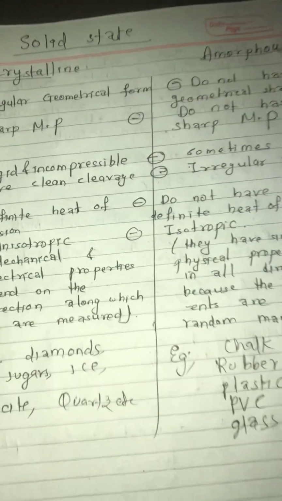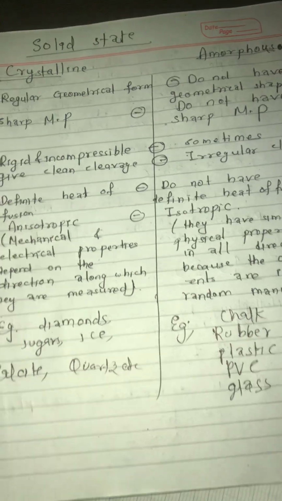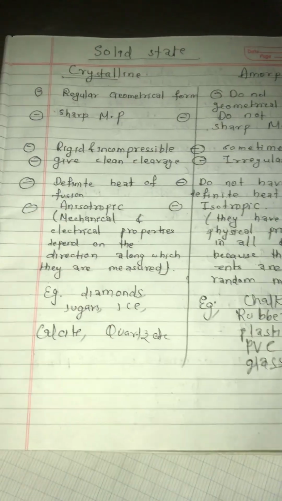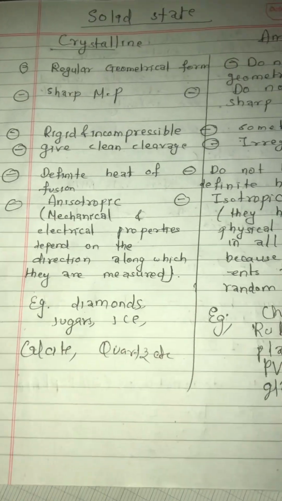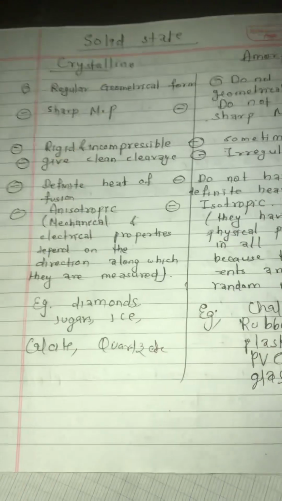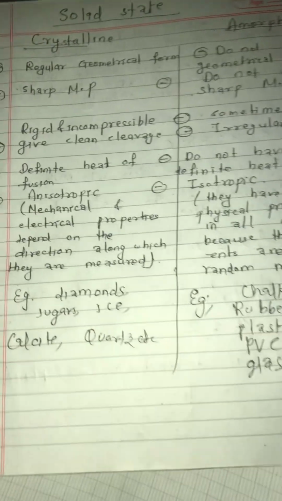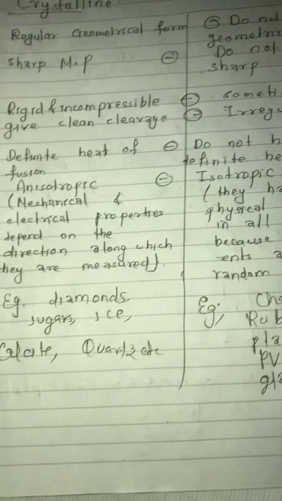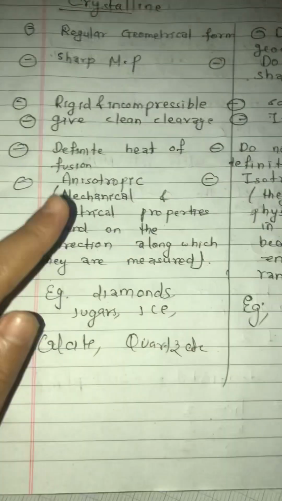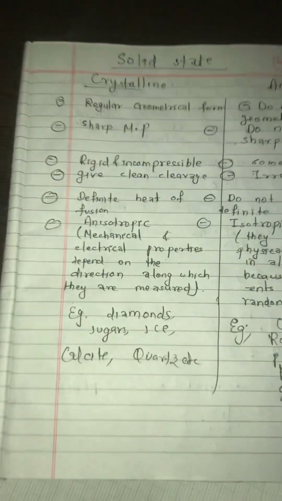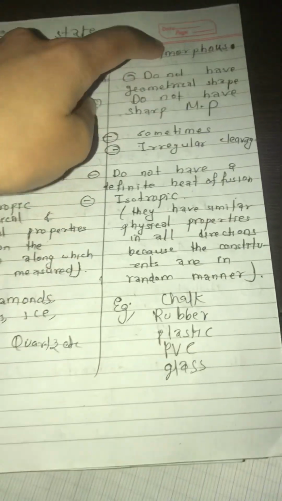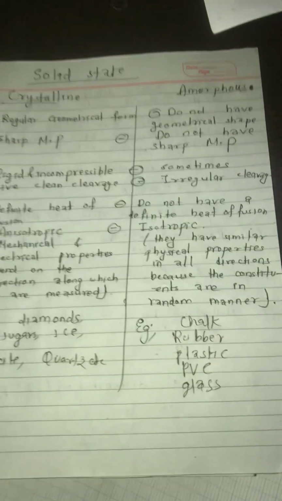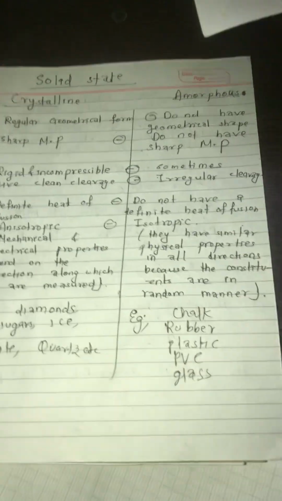Next is about the heat of fusion. Crystalline solids have a definite heat of fusion, while amorphous solids do not have a definite heat of fusion. The heat of fusion means the amount of heat energy required for the solid to change into liquid at the given melting point. Next is about anisotropic and isotropic. Crystalline solids are anisotropic, that is, their mechanical and electrical properties depend on the direction along which they are measured, while amorphous solids are isotropic, that is, they have similar physical properties in all directions because the constituents are in a random manner.